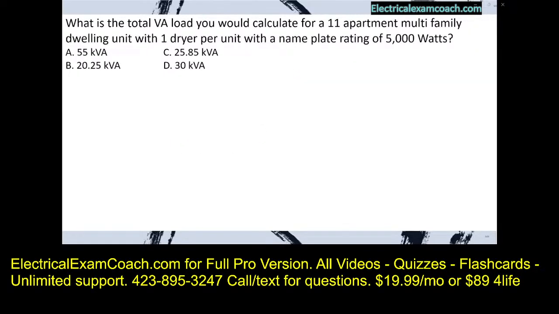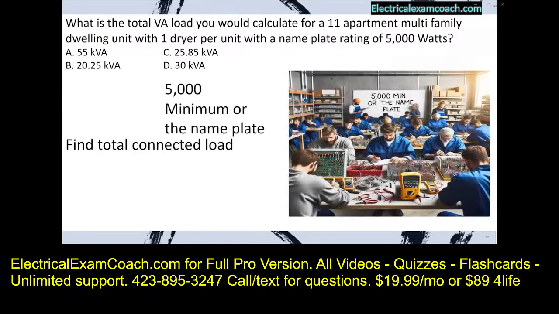What is the total VA load you would calculate for an 11 apartment multifamily dwelling unit with one dryer per unit and a nameplate rating of 5,000 watts? First, we're going to find our total connected load. We know that it's a 5,000 minimum or the nameplate, whichever is larger. We take our 11 units, multiplied by 5,000, and that equals 55,000 VAs.